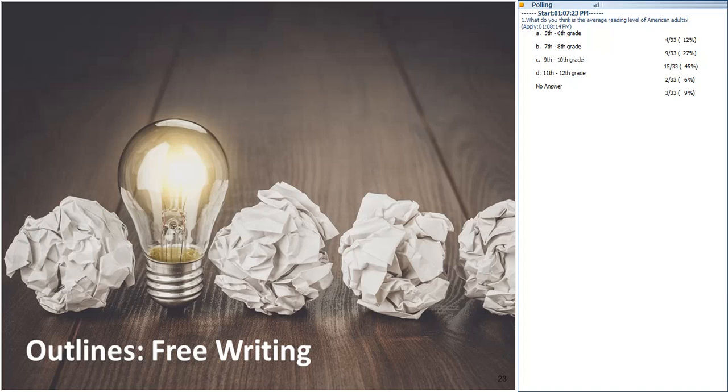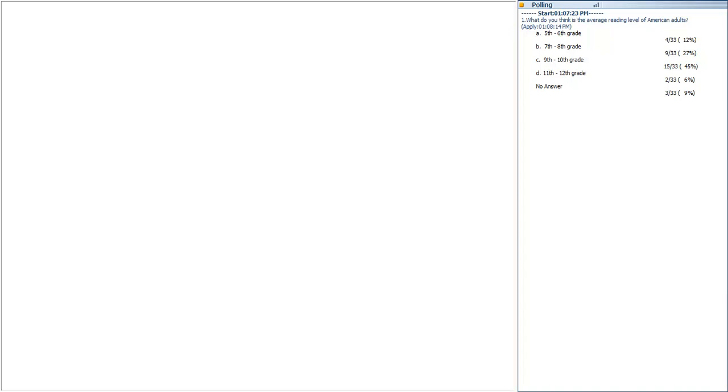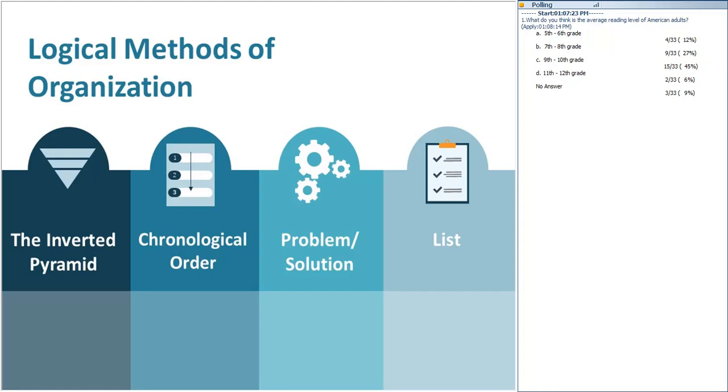Okay, now that we have our outline, we need to decide on the organization of our document. And there are several ways you can organize your document. So, you know your reader, you know the purpose of your message, and your topic and subtopics. How do you decide what to say first, second, and third? How do you choose an effective method of organization? So we're going to look at 4 options: the inverted pyramid, chronological order, problem solution, and list.